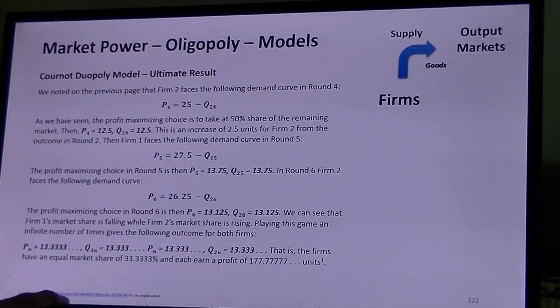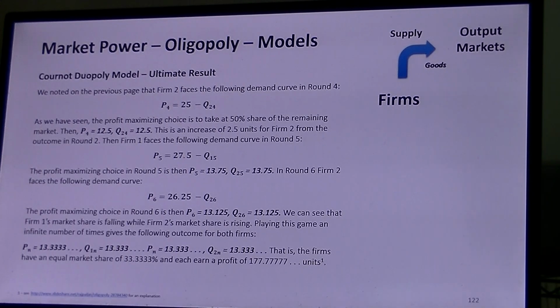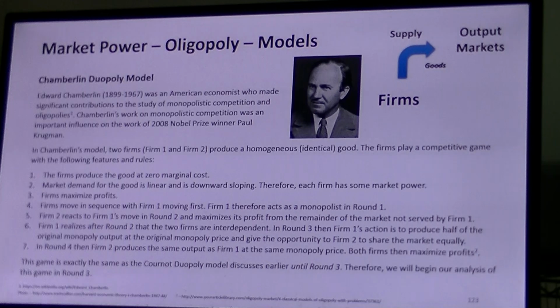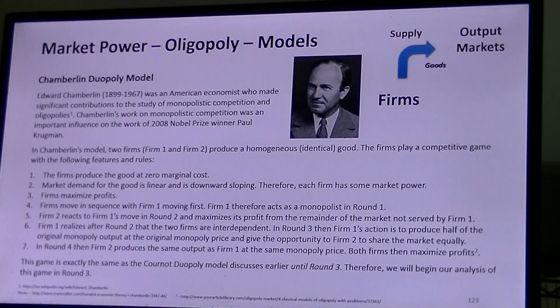You can find the discussion on this game on the internet. If you're interested in more detail, please check that for further explanation. So that's the outcome for the Cournot duopoly model: the two firms end up with 1/3 market share, and they earn a profit of 177 units.